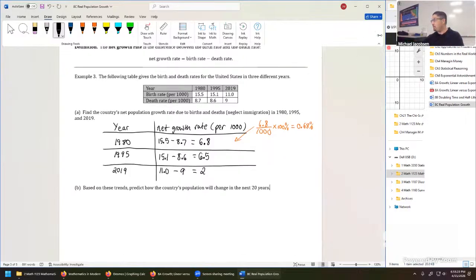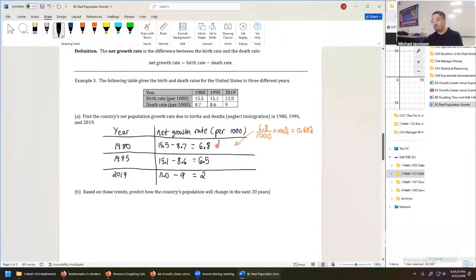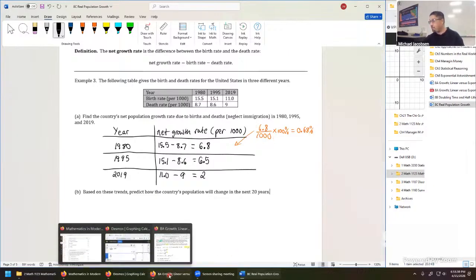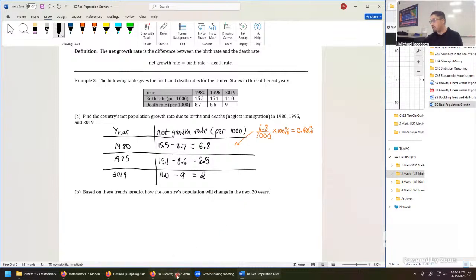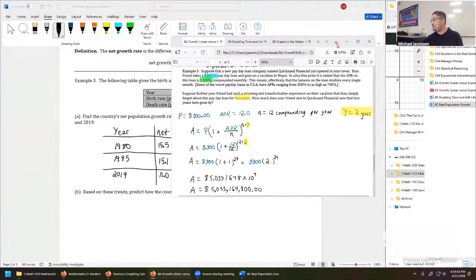Here's one way to think about the problem, though. We've seen this kind of situation before. Sure, this is 6.8, 6.5, and 2 per 1,000 people, but you can turn them into percentages if you really wanted to, like we were emphasizing here in orange. And so the recap problem for this situation is back in the statistics section.